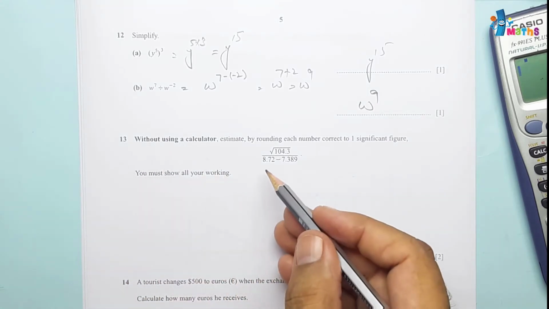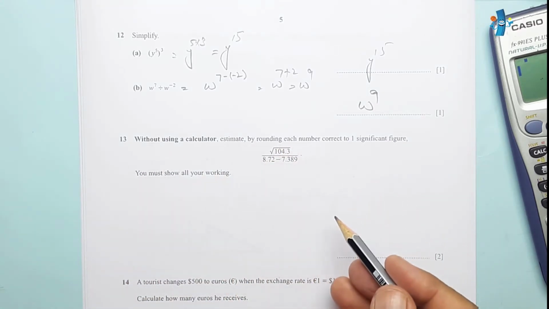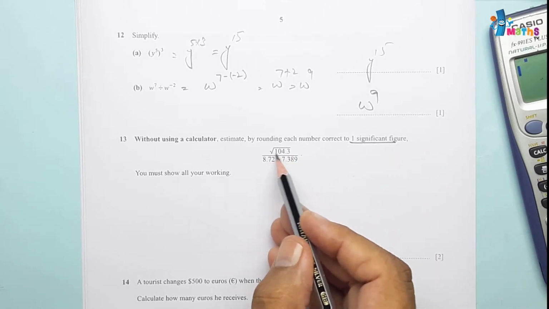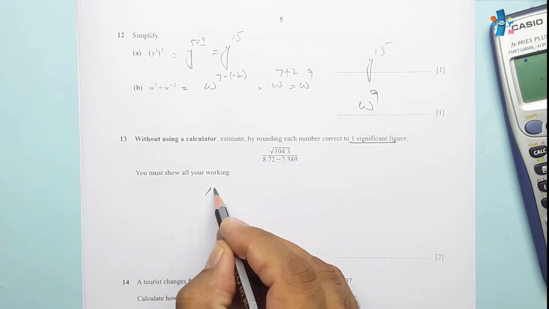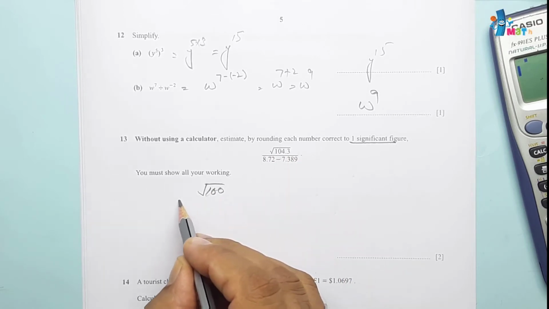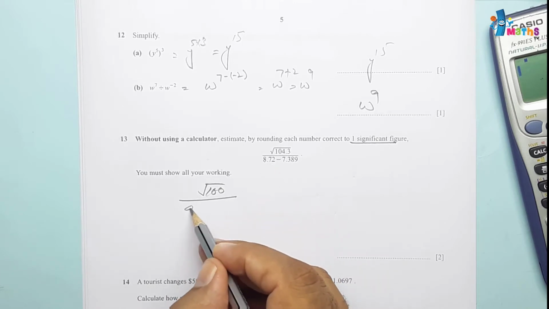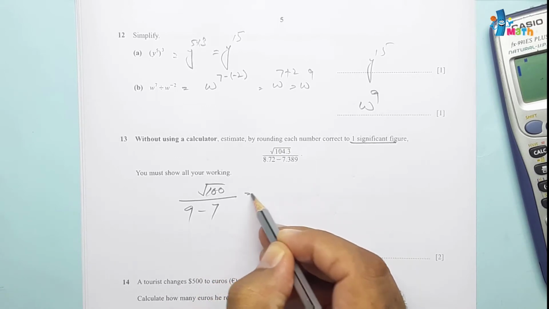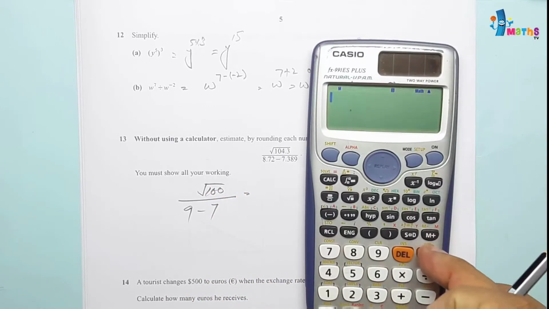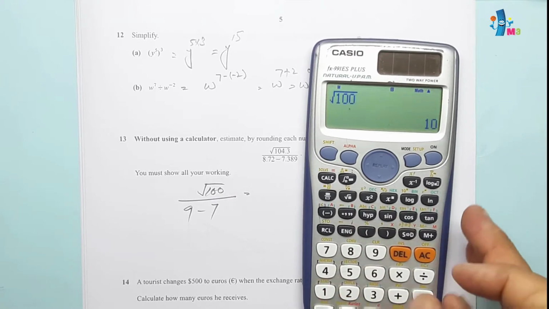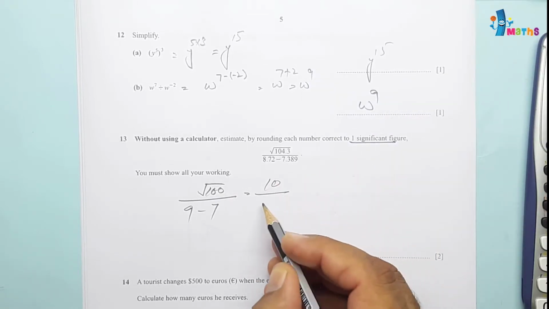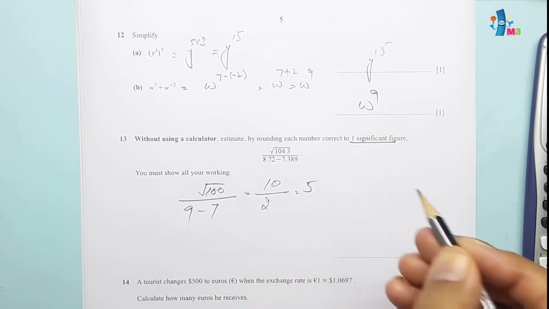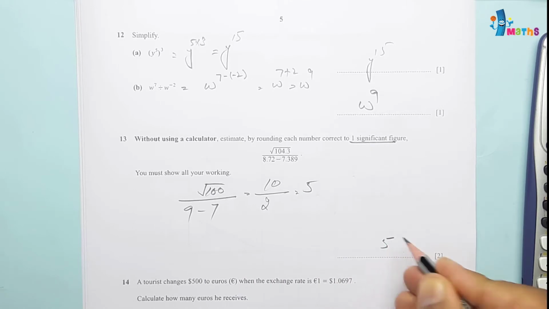Next is, without using calculator, estimate by rounding each number correct to one significant figure. So we can round this 104.3 as 100. So it will be 100 under root. And this one 8.7 can be rounded as 9. Minus 7.3 will be rounded as 7. So 100 under root we know is 10. So this is 10 divided by 9 minus 7 will be 2. So this will be cancelled and result will be 5. So our answer will be 5.